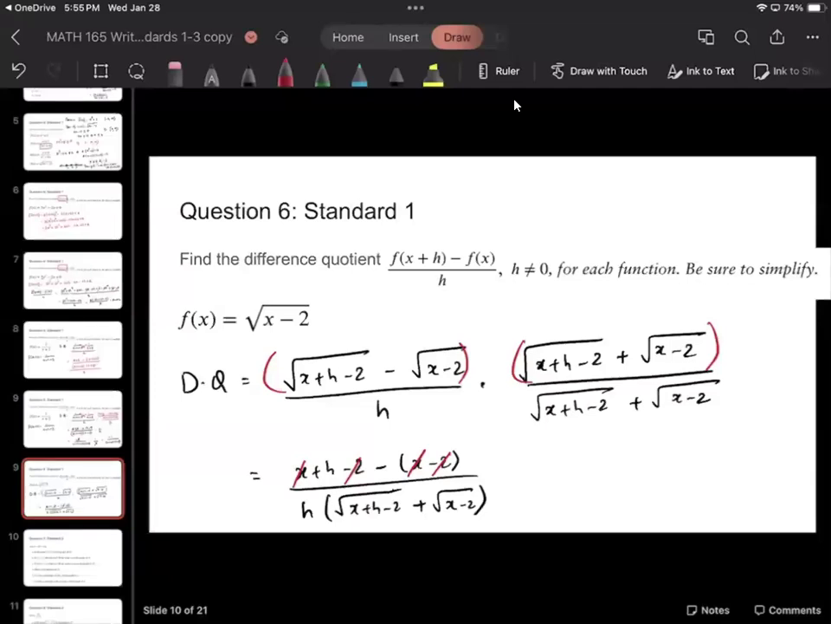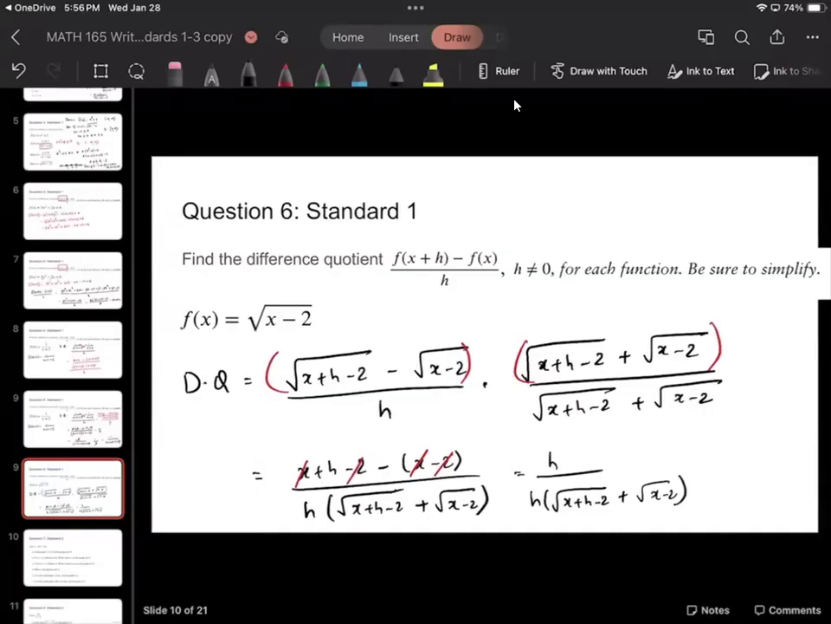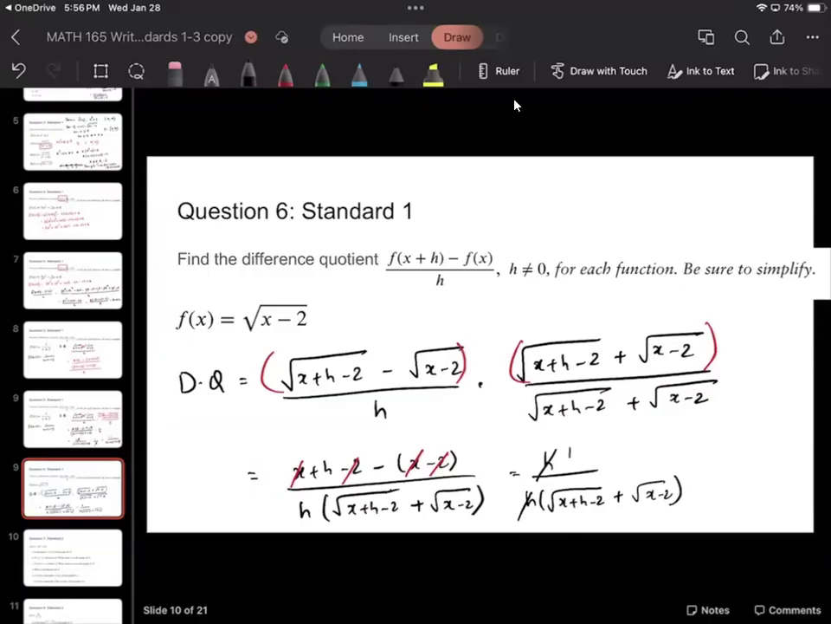So what am I left with? I'm just left with h over h times this. For lack of space, I did that without distributing the negative sign first. So I hope that you wouldn't do that on an exam. So this and this goes away. So my final answer is 1 over this. Okay.